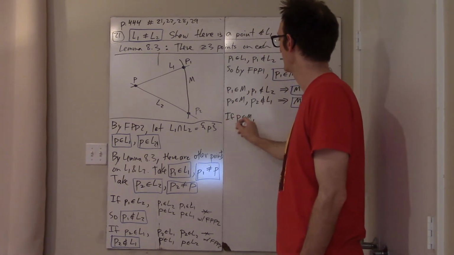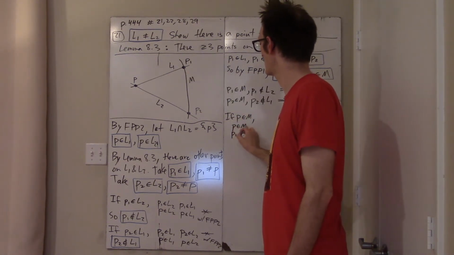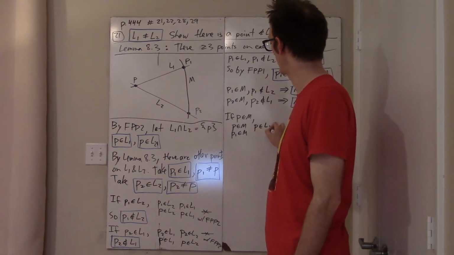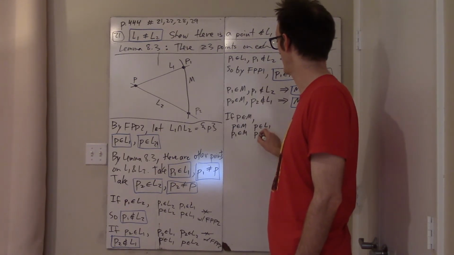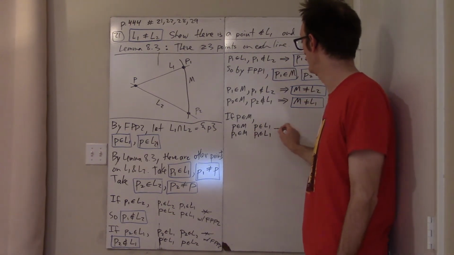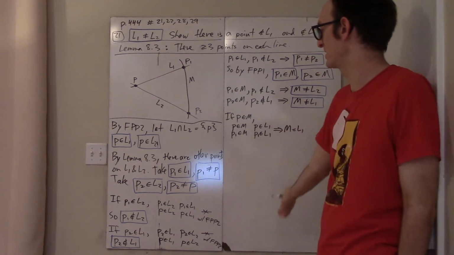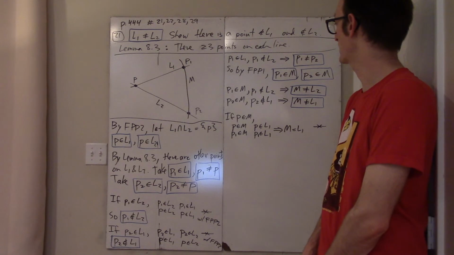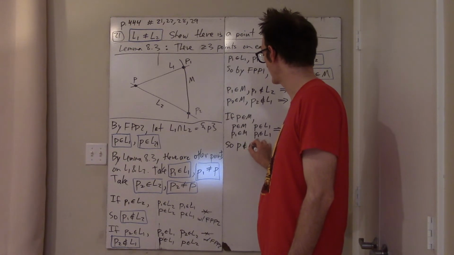If P were on M, then we have P on M, but we also have P1 on M by the definition of M. But of course, P is also on L1, and P1 is also on L1, and the only way for this to be true is if M equals L1. This is a slight variant of what I wrote down there, but that's a contradiction because we've already established that M and L1 are different. Okay, so P is in fact not on M.